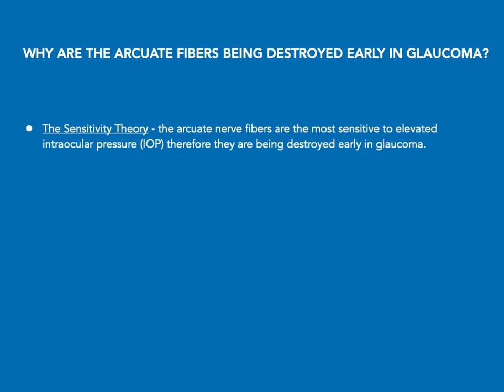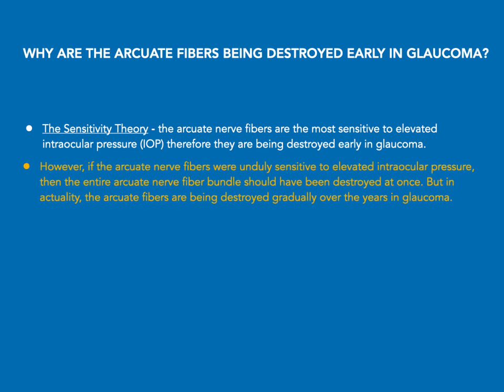The second theory is the sensitivity theory, in which the arcuate nerve fibers are the most sensitive to elevated intraocular pressure, and therefore it is theorized that they are being destroyed early in glaucoma for that reason. However, if the arcuate nerve fibers were unduly sensitive to elevated intraocular pressure, then the entire arcuate nerve fiber bundle should have been destroyed at once. But in actuality, the arcuate fibers are being destroyed gradually over the years in glaucoma.